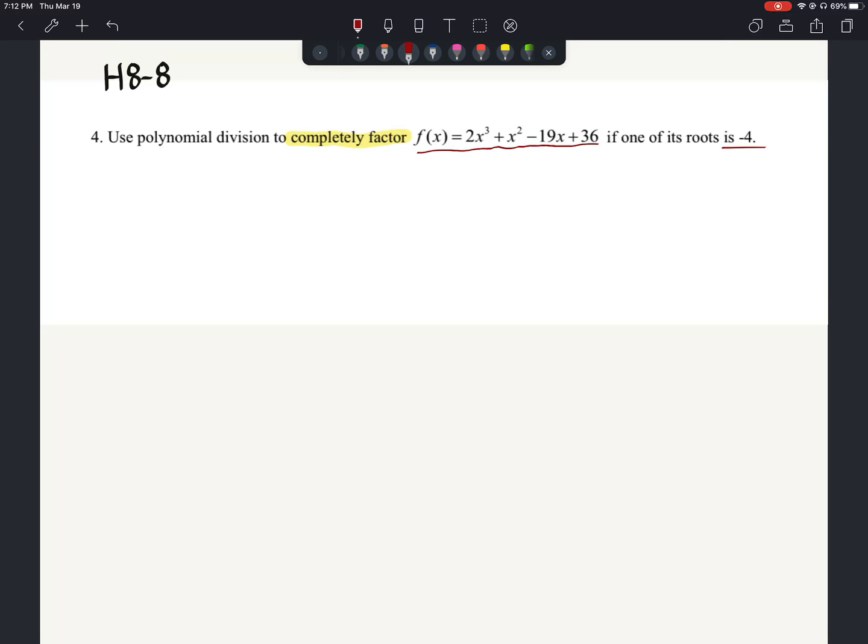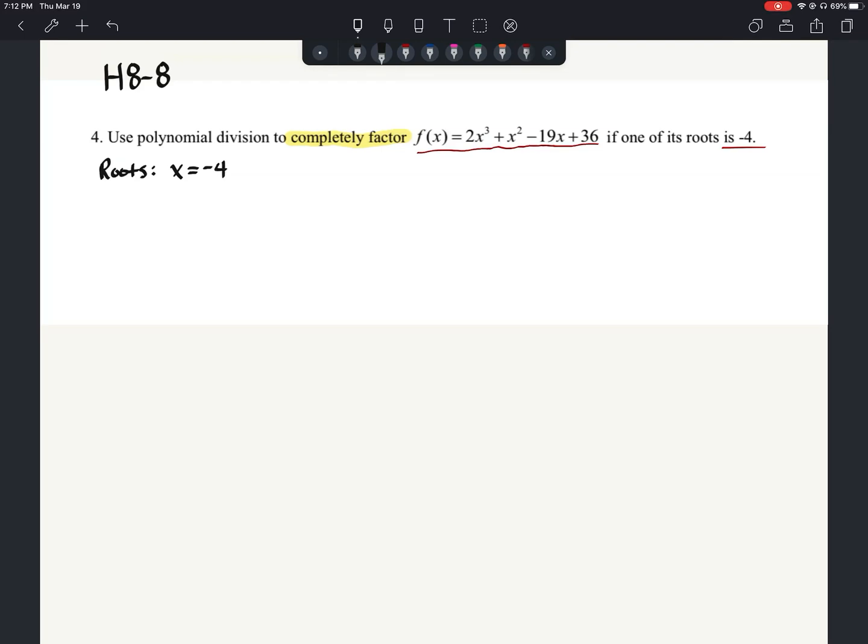Some questions will ask you to solve and find all the zeros. Sometimes it's just going to ask you to completely factor as much as you can. So we'll start out here with this one. We know that one of the roots that's given to us is x equals negative 4.